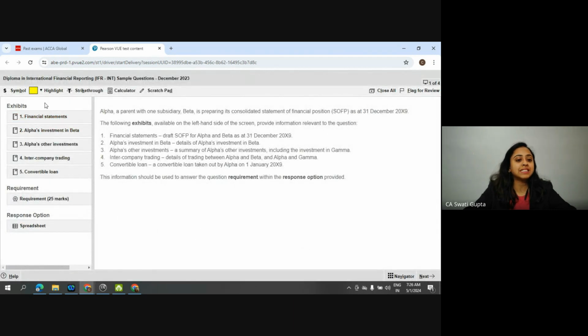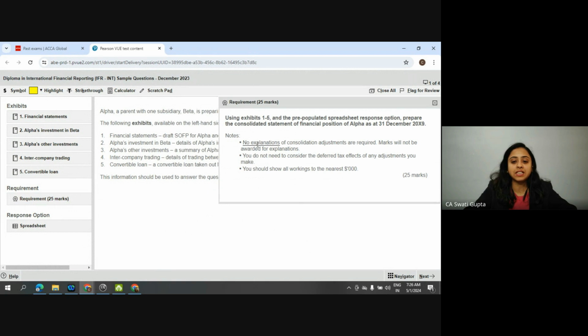So for example, this is question number 1. This exhibit tells you the case study, the scenario, and the information given in the question. This tells you the requirement of the question. So these are the 3 pointers that you need to explain to get 25 marks. And this is the response area. This is where you write your answer.